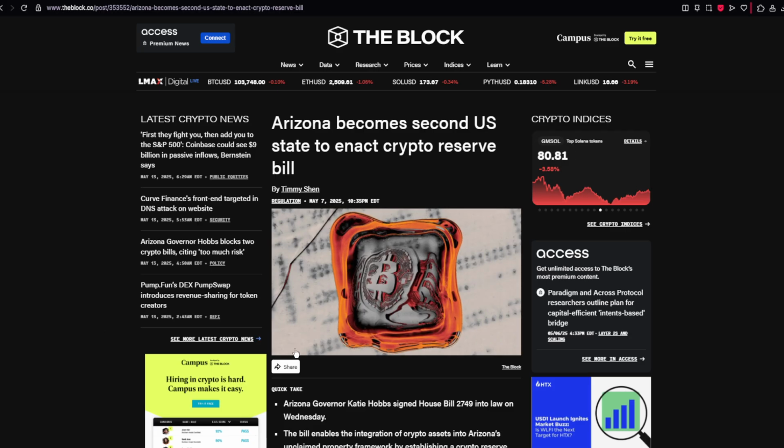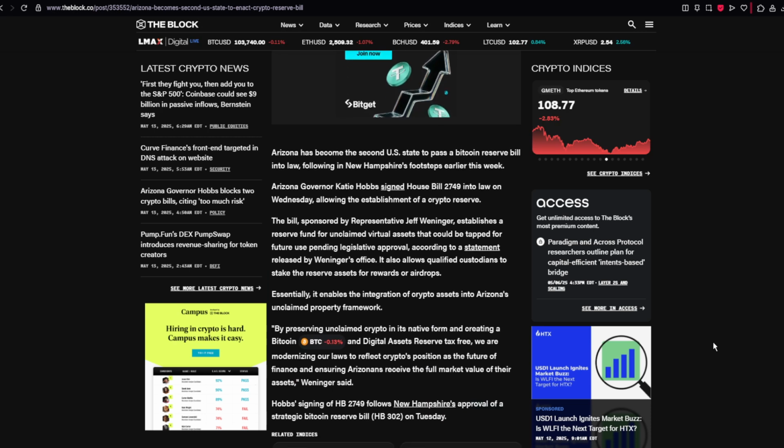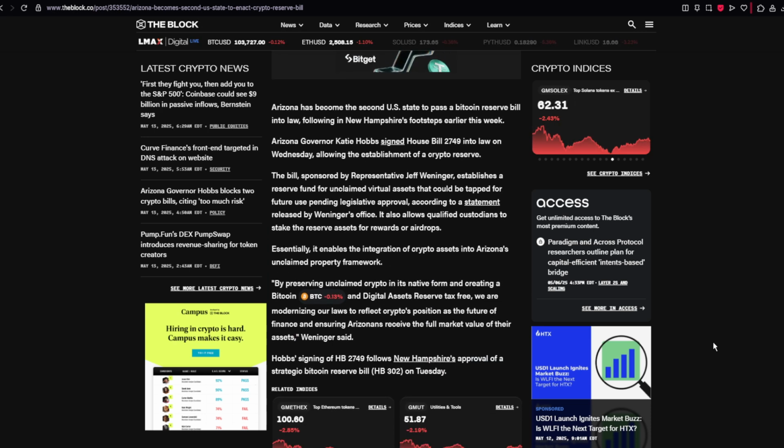Next, we have another state enacting a crypto reserve bill. This time, it's Arizona. Arizona has become the second US state to pass a Bitcoin reserve bill into law, following in New Hampshire's footsteps earlier this week. Arizona Governor Katie Hobbs signed House Bill 2749 into law on Wednesday, allowing the establishment of a crypto reserve. The bill, sponsored by Representative Jeff Weninger, establishes a reserve fund for unclaimed virtual assets that could be tapped for future use pending legislative approval, according to a statement released by Weninger's office.